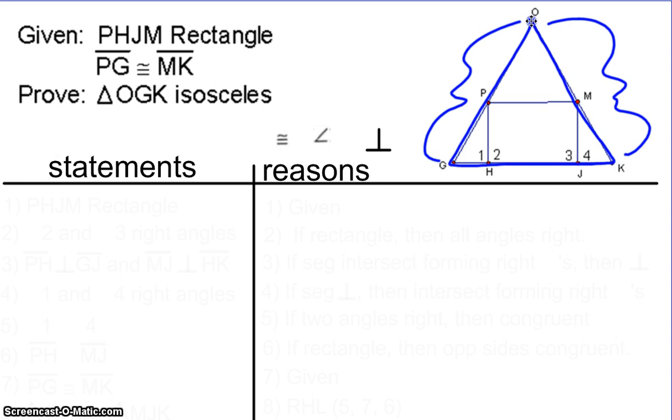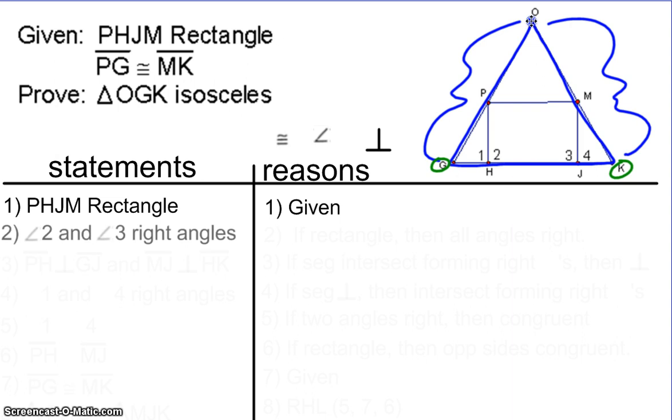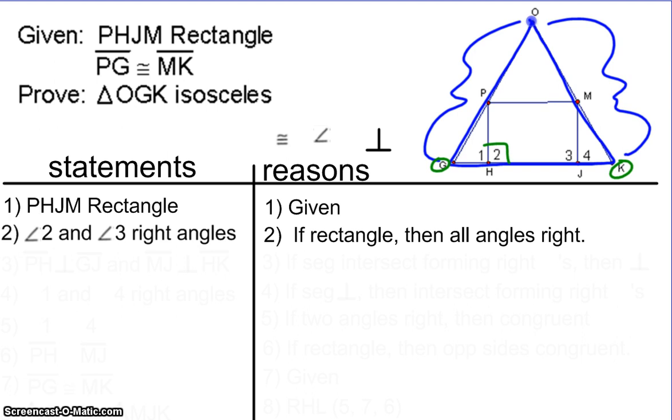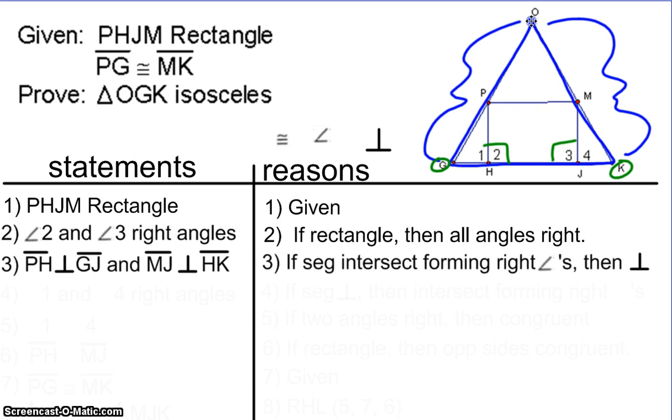And G and K are angles, they're small angles in the triangles on the left and the right. So I know by looking at this, I want to try to get that those triangles are congruent to each other, and I'm going to start by writing down the rectangle. And if I have a rectangle, I know that all the angles are right angles, so I can state that 2 and 3 from the diagram are right angles. Now those are not in my triangles, but I know that if I have right angles, then I can say that segments are perpendicular to each other.